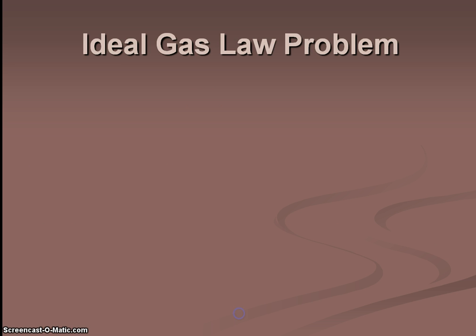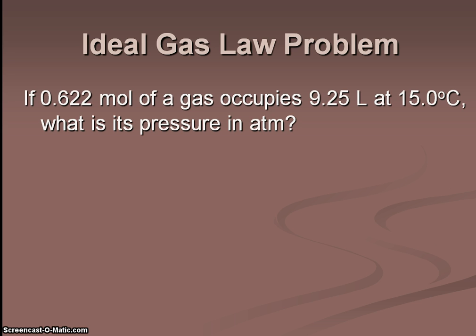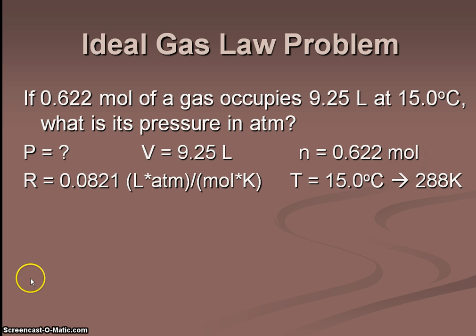Let's go through one of these just so you can see how to set it up. The question says if you have 0.622 moles, so that's N, so put an N on top of that, of a gas occupies 9.25 liters, that's your volume, so put a V on top of that. 15 degrees Celsius is your temperature, so go ahead and cross that off and make it Kelvin. Add 273, and that's your T. It says, what is the pressure in units of ATM? So we're looking for P this time.